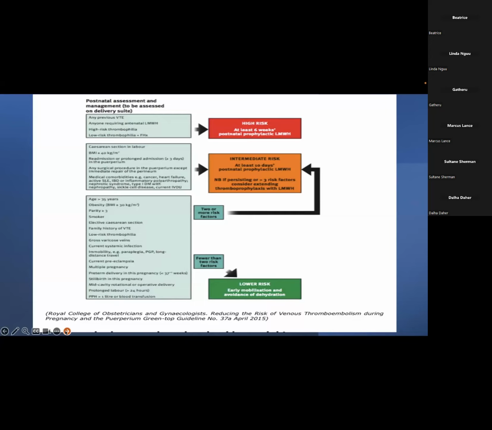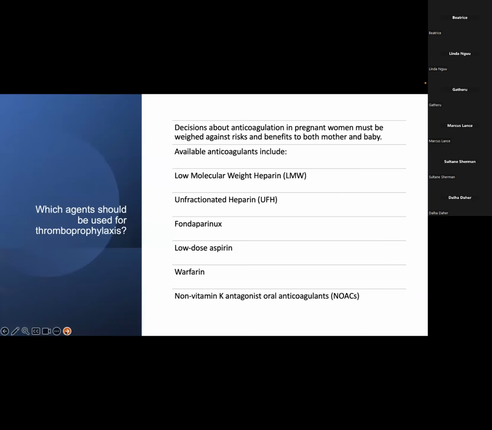fewer than 2 risk factors. And this lower risk, early mobilization is all you need. The ones that I've mentioned, you may just need early mobilization and avoidance of dehydration. But if you have two or more risk factors, you must treat the patient as having intermediate risk. Which agent should be used for thromboprophylaxis?